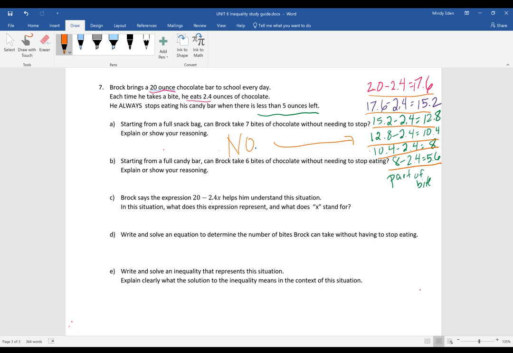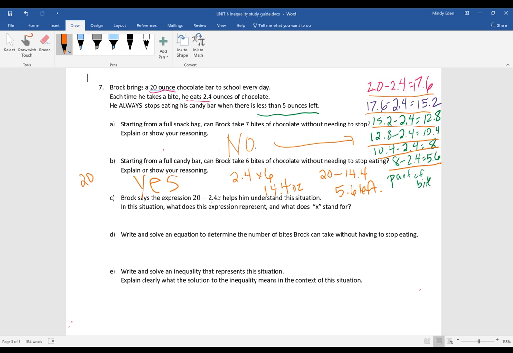So let's look at part B. If we start with our full candy bar, which is 20 ounces, can Brock take 6 bites of chocolate without needing to stop? Well, we just showed, yeah, he'll have 5.6 ounces of chocolate left. Now, if you didn't do that, what we could do is take 2.4 times 6, which is 14.4 ounces, and then I can take that off of the 20. This is if you didn't do the other strategy. So I know I have 5.6 ounces of chocolate left, and yes, he clearly can.